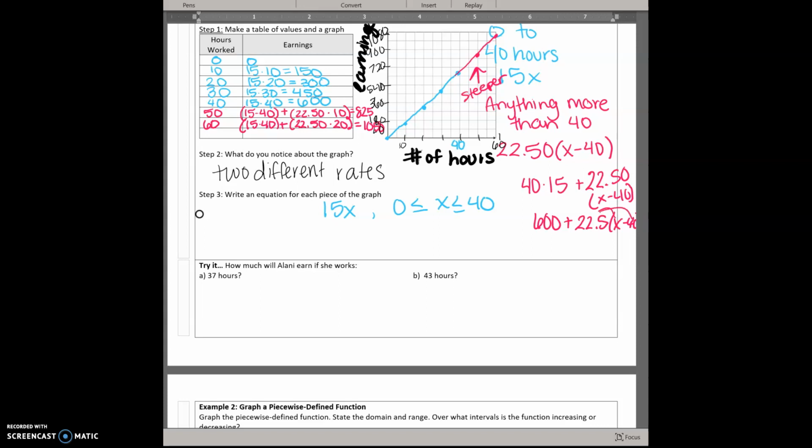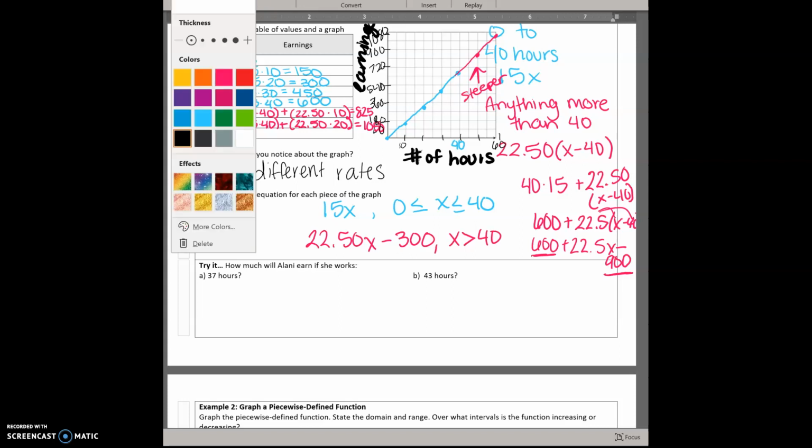And so distribute that. So now we're at 600 plus 2250x minus 40 times 2250, which would be 900. And then 600 minus 900 is negative 300. So she would be making 2250x minus 300. And that's for when she works more than 40. Not equal to, but more than 40. And so this right here would represent our piecewise function.